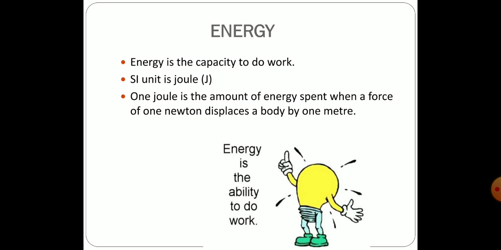Okay, now what is 1 joule? 1 joule is the amount of energy spent when a force of 1 Newton displaces a body by 1 meter. Okay, now look at that explanation. 1 joule is the amount of energy. Energy means what? The capacity of the work spent when a force of 1 Newton displaces a body by 1 meter.